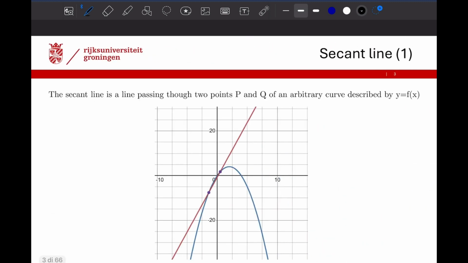So we start with what a secant line is. So we have a graph, and this is just a generic graph. There isn't a particular reason why I chose specifically this graph. But the idea is that the secant line is a line passing through 2 points, P and Q, of an arbitrary curve, which is described by a function. So, by an expression, y is equal to f of x. What is important here is that the secant line cuts the graph through 2 points.